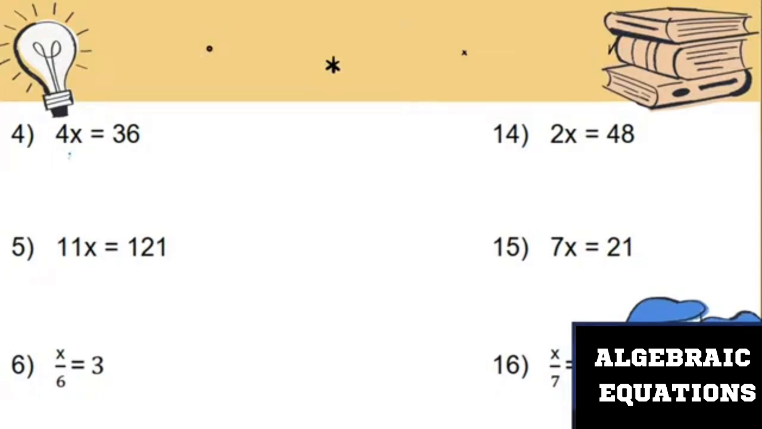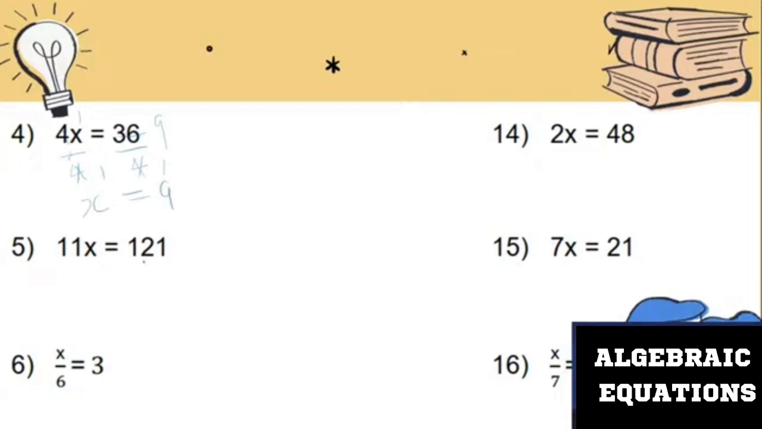We'll talk about this in another video. So to make x the subject of the formula, we divide both sides by 4 so that we only remain with x on one side. 4 into 4, 1, 4 into 36, 9. So x will be equal to 9, okay?